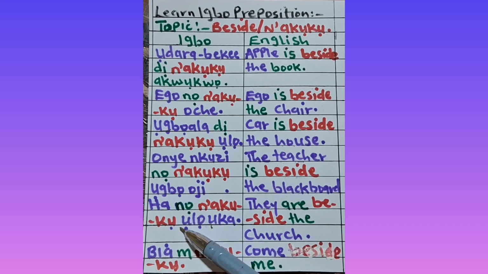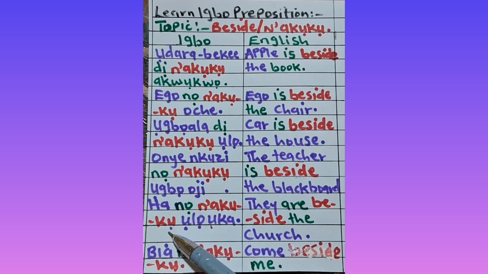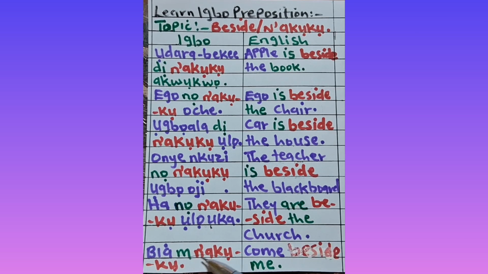Ha nọ n'akụkụ ụlọ ụka. Meaning, they are beside the church. Bịa m n'akụkụ. Meaning, come beside me.